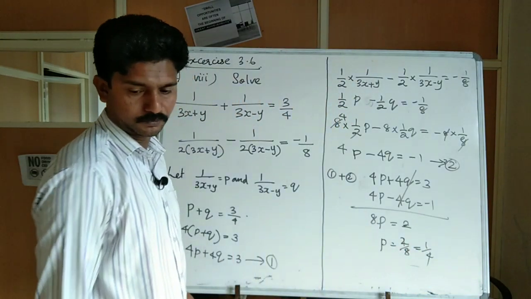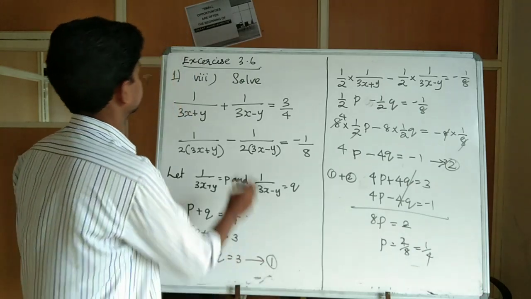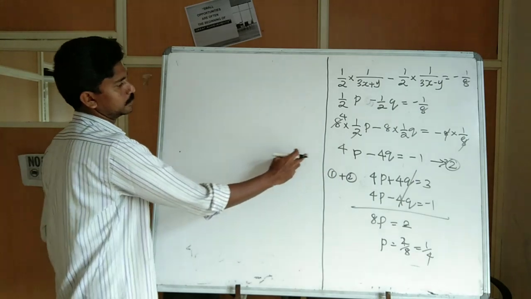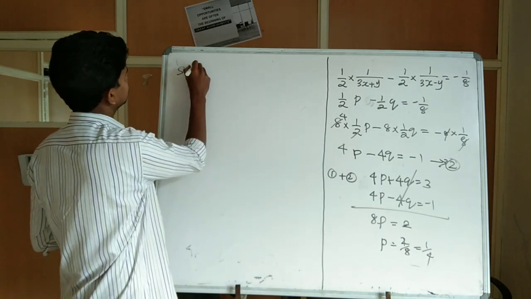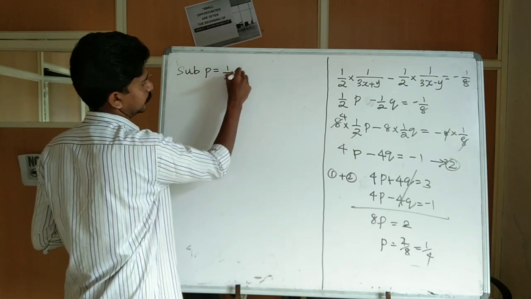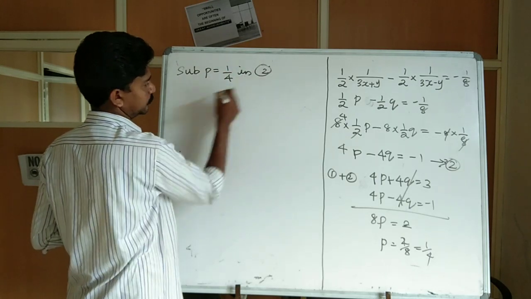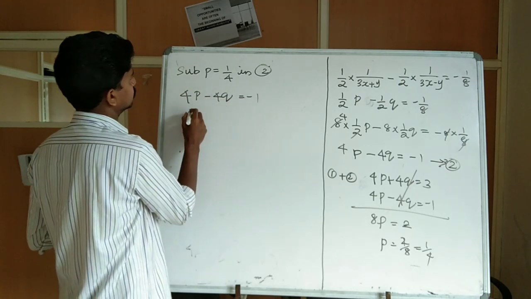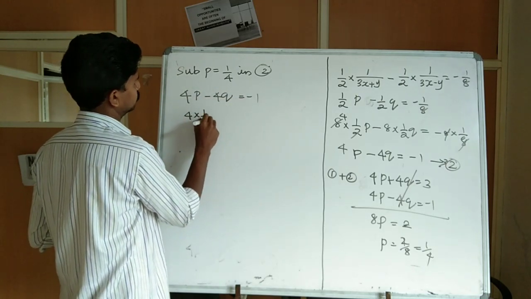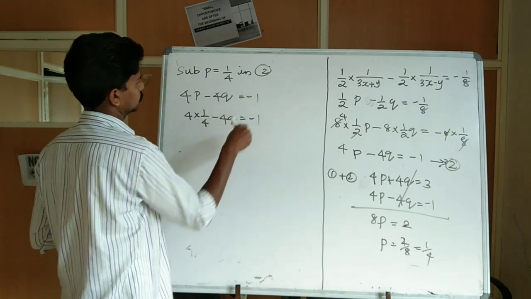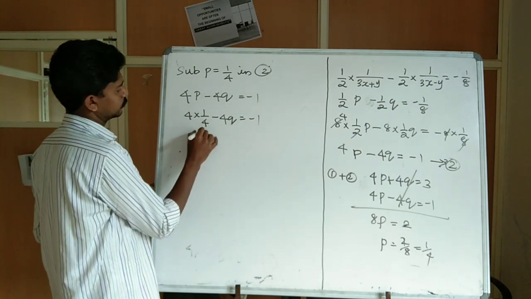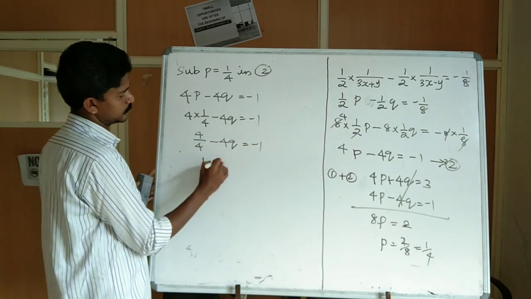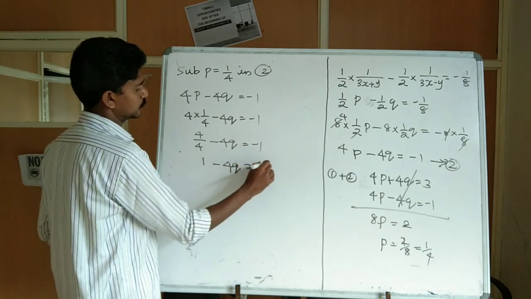P value 1 by 4 we got. So q value we can substitute in any one of the equation. I am substituting p is equal to 1 by 4 in equation 2. Equation 2: 4p minus 4q is equal to minus 1. So 4 into 1 by 4 minus 4q is equal to minus 1. This becomes 4 by 4 minus 4q is equal to minus 1. This becomes 1 minus 4q is equal to minus 1.